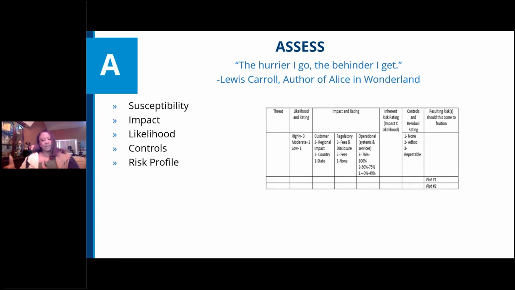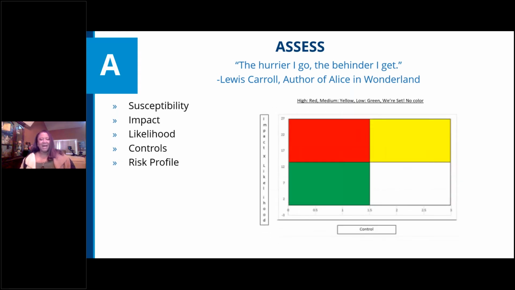When you are doing your calculations, you want to include the controls area. And once you say impact times likelihood and you're able to take a look at the controls that are associated with that, then you're able to come up with the residual risk. Residual risk is that risk that after you've applied those controls, this is what we're looking at. Ultimately, you want to make sure that you really build the risk profile.